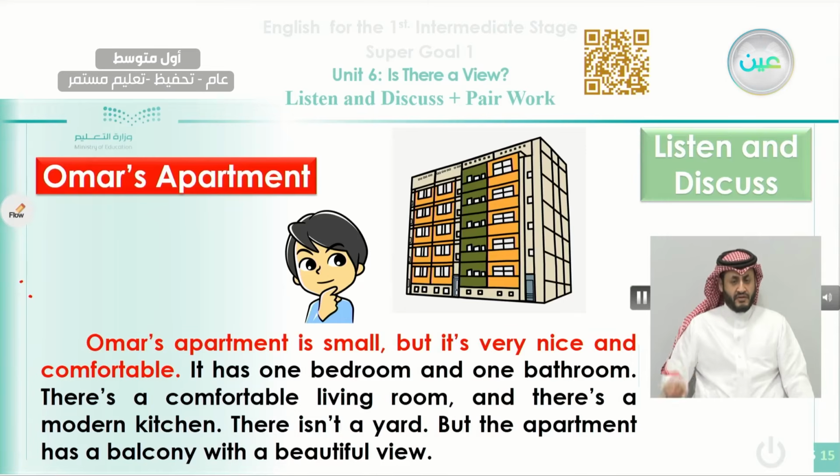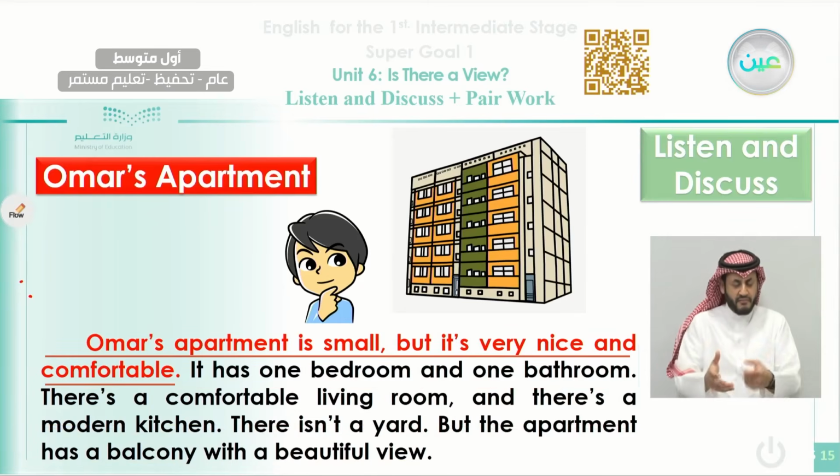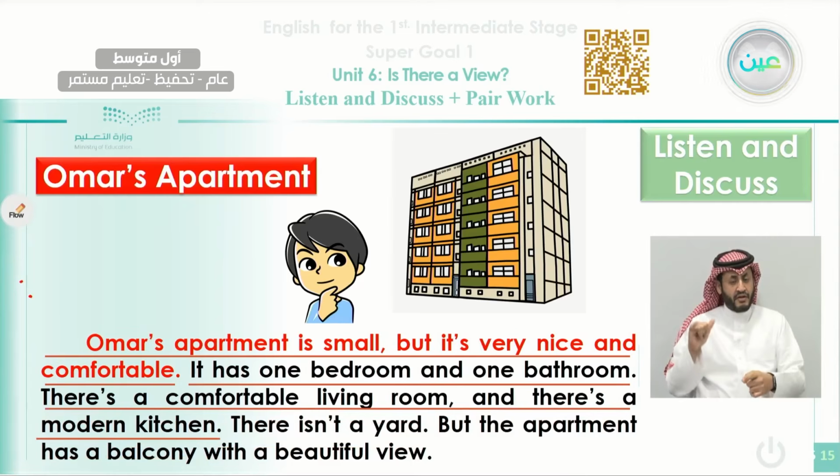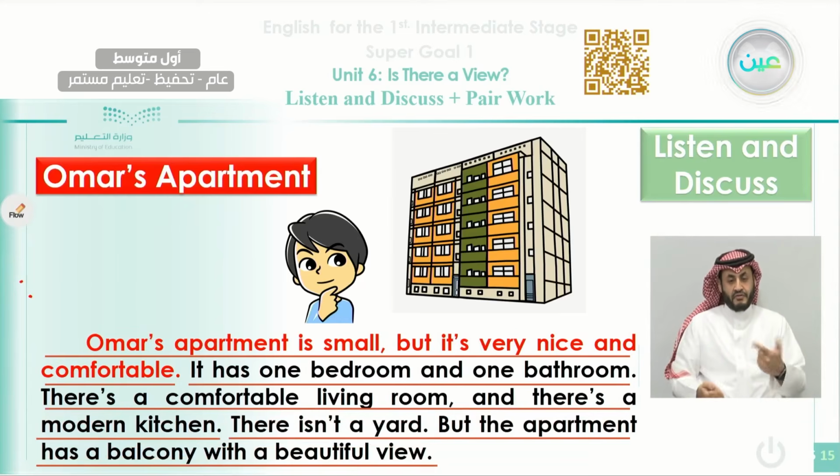Umar's apartment. Umar's apartment is small, but it's very nice and comfortable. It has 1 bedroom and 1 bathroom. There's a comfortable living room, and there's a modern kitchen. There isn't a yard, but the apartment has a balcony with a beautiful view.